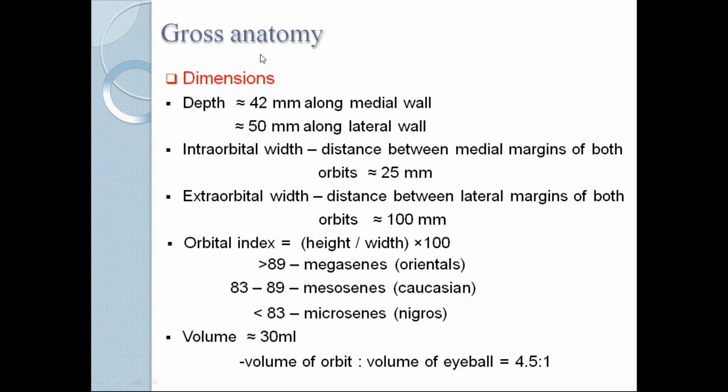Coming to gross anatomy, these are the dimensions. Always remember, there is a very important viva question: what is the volume of the orbit? It is approximately 30 ml. The ratio of the volume of the orbit to the volume of the eyeball is 4.5 to 1. If the volume of the eyeball is 1, then the volume of the orbit will be 4.5. The depth will be approximately 42 mm along the medial wall, and along the lateral wall it will be about 50 mm.